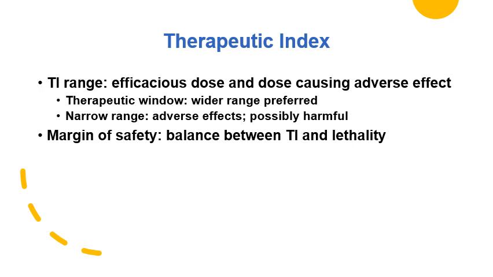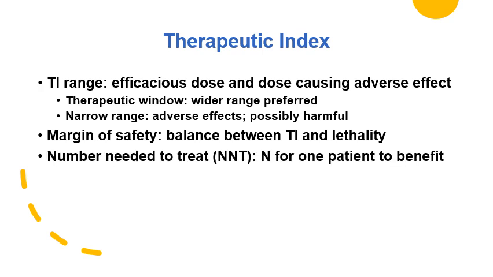Some other terms we look at when we talk about safety, whether the risks outweigh the benefits, is what's called the number needed to treat. It's an epidemiological term. It's basically the number of patients who need to be treated in order for one patient to benefit. In other words, how many patients with a certain condition need to be treated with the drug for one to benefit. This goes towards the safety and risk profiles that you look at.